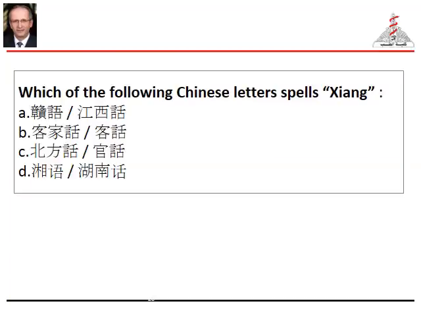And this is question number 8. Which of the following Chinese letters spells Jiang? Okay, that's the answer. If you were attentive, you might have noticed that the answers were following a pattern. A, B, C, D, A, B, C. So that would be D.